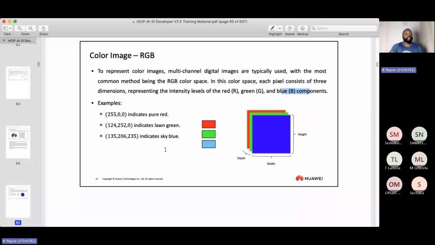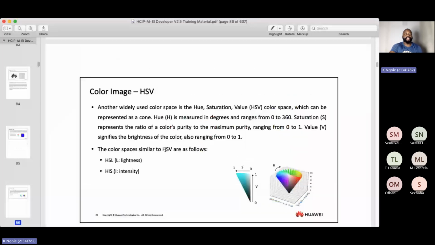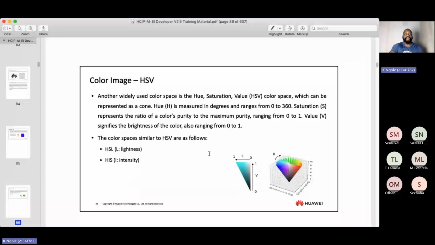All right, so that's how the computer is going to identify that. And then another color image model we have is HSV. The color images in HSV are just another way of representing color in digital imaging in AI. So basically, HSV stands for hue, saturation, and value. The hue measures the degree and ranges from 0 to 360.